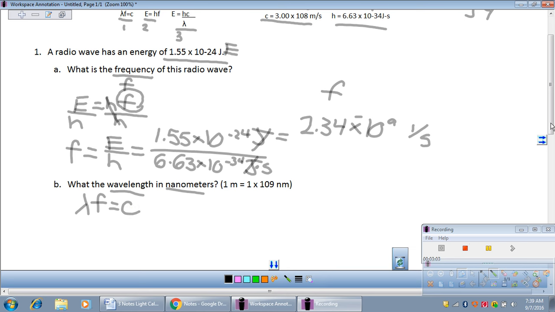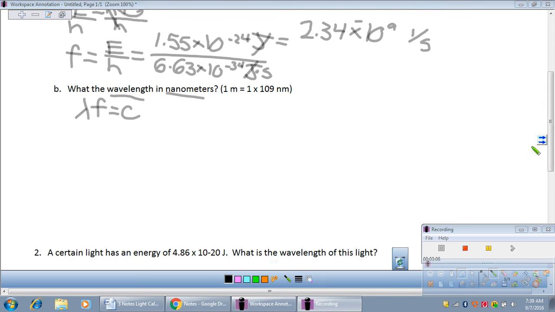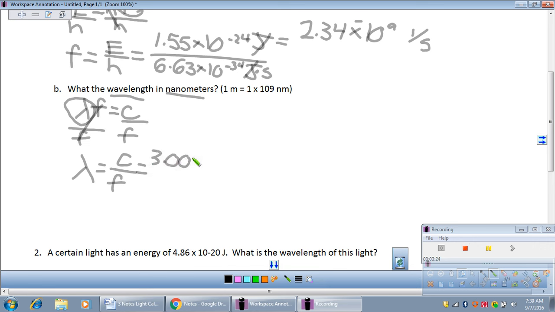Now we want to solve for wavelength, so we must isolate our variable. We're going to isolate lambda, which means we need to move frequency to the other side of the equation. This is multiplication, so we divide. Whatever you do to one side of the equation, you must do to the other. So wavelength equals speed of light over frequency. Then we just write in our numbers and solve. Remember, speed of light is a constant. It is always going to be the same number, 3 times 10 to the 8th meters per second.